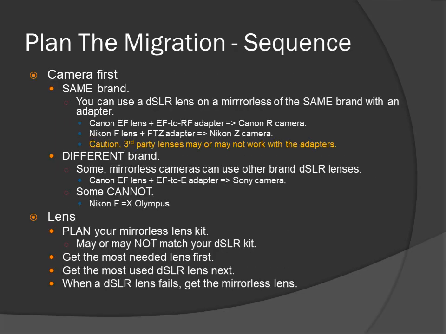Plan the migration sequence. Camera first. If you use the same brand, you can use a DSLR lens on a mirrorless of the same brand with an adapter. For instance, you can use a Canon EF lens plus the EF to RF adapter on the Canon R mirrorless cameras. Similarly, you can use a Nikon F lens with the FTZ adapter on your Nikon Z cameras.